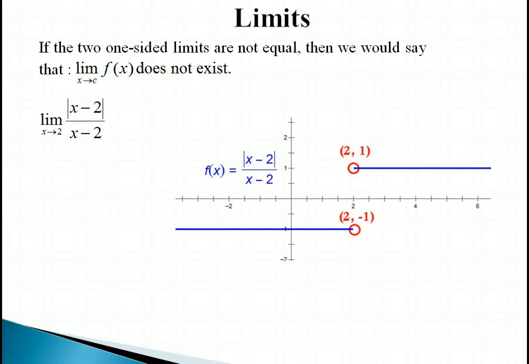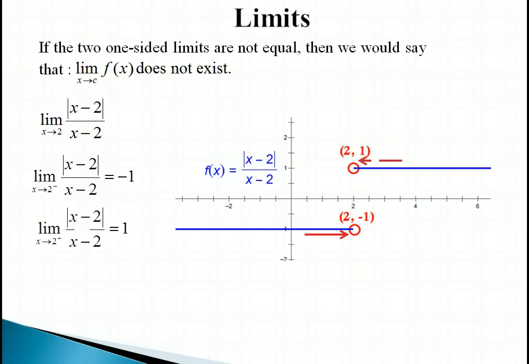And if you look at your limit from the left, you're going to get negative 1, because we're approaching negative 1 for our y value. If you take the limit from the positive side, you're going to be approaching positive 1. So, since our two limits from each side are not equal, they're not coming into the same number, we would say that the limit does not exist.